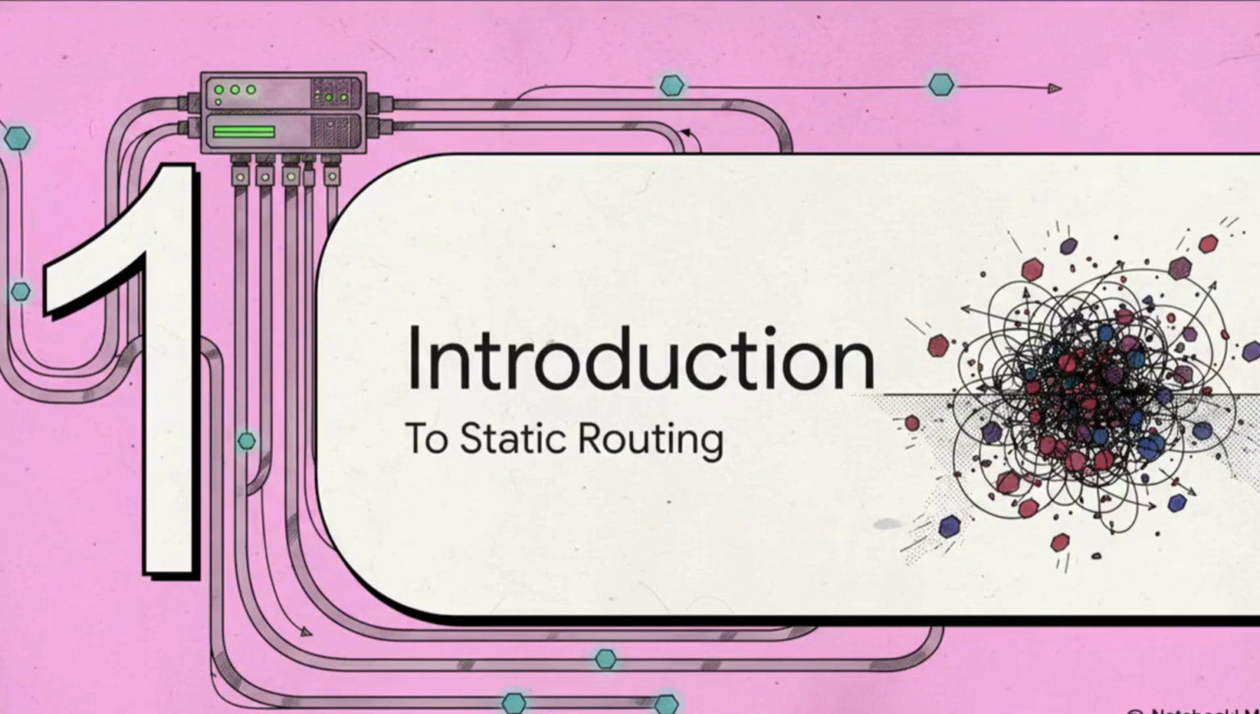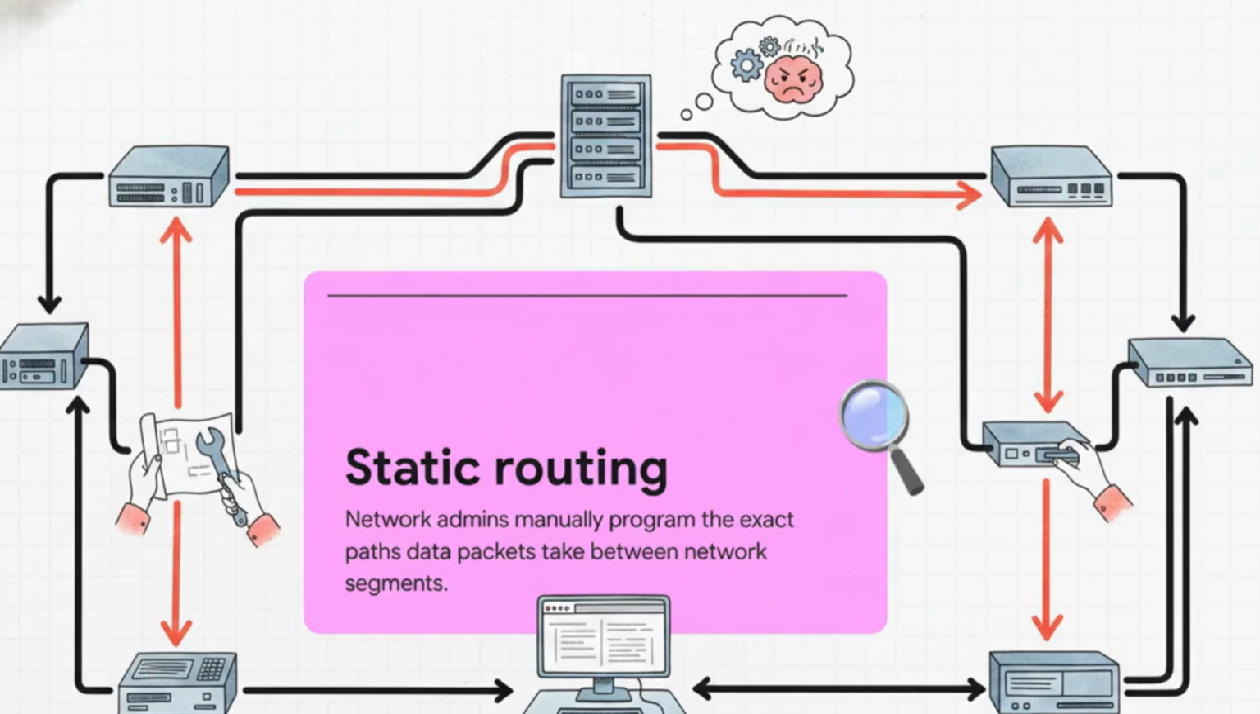All right, part 1, Introduction to Static Routing. Think for a moment about the total chaos of unguided network traffic. We're talking data packets just hopelessly bouncing around with zero sense of direction. It would be a complete disaster, right? Well, to prevent that, static routing steps in to offer absolute deliberate control. By definition, it's a method where network administrators manually program the exact paths that data packets have to take to travel between different network segments.